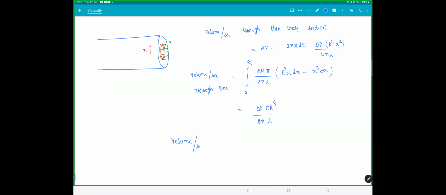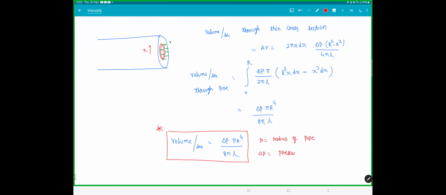So volume per second. This is the second result that we use. Poiseuille's equation: delta P pi, I'll use small r power 4 by 8 eta L. So when you have viscosity, the amount of liquid that flows through the pipe will depend on the radius of the pipe, which is power 4. L is the length of the pipe. Delta P is the pressure difference across the pipe. So if you take longer pipes, you need to apply more pressure for the liquid to flow. If you have bigger radius, more liquid will flow.